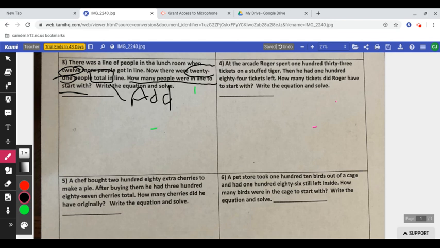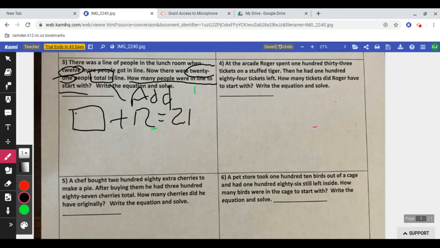Now I need to take the time to set up my equation to match the problem. My box goes in the front because I do not know how many people were in line to start with. That's the question we're trying to answer. But I do know that 12 more people got in line. So that's plus 12 equals, when I counted all the people in the line, there was 21.